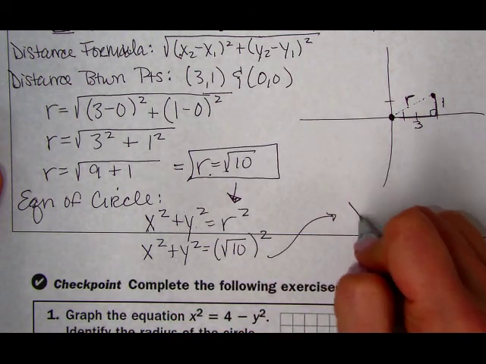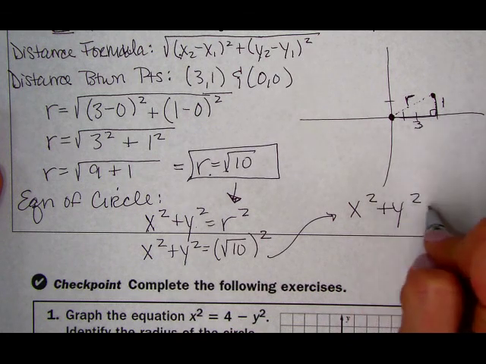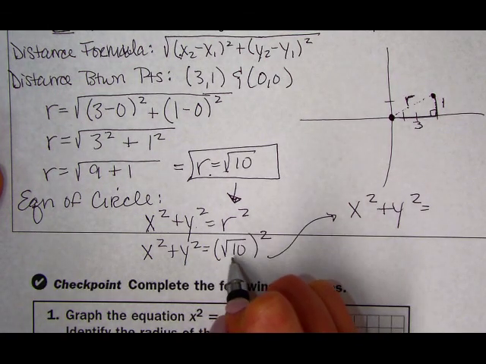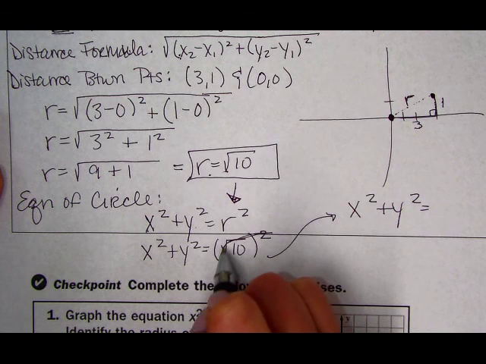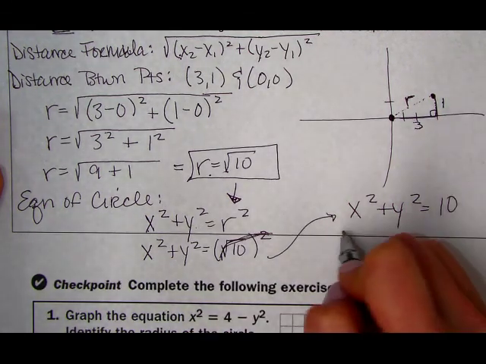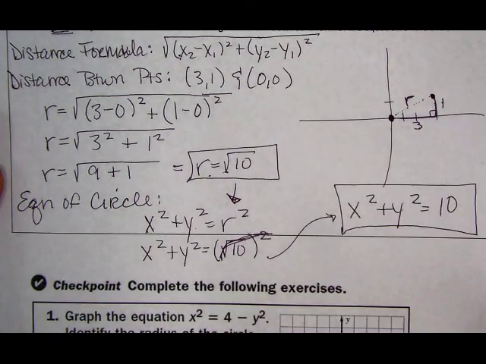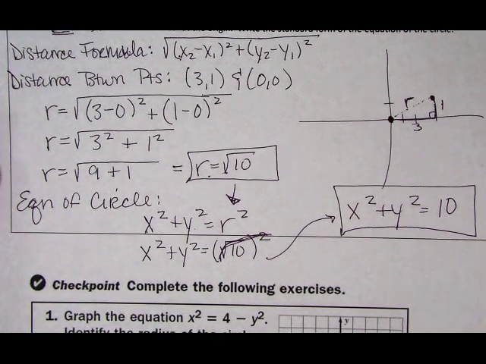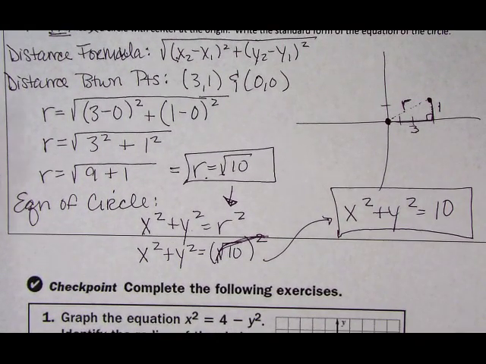And we know from our group warm-up that whenever you square something that you're taking the square root of, these two are opposite operations, they cancel out, and you're left with the inside number. And so that's how you find your equation of this circle. X squared plus y squared is equal to 10.